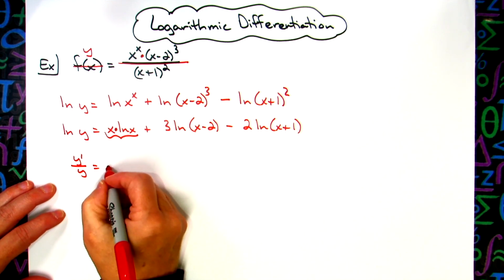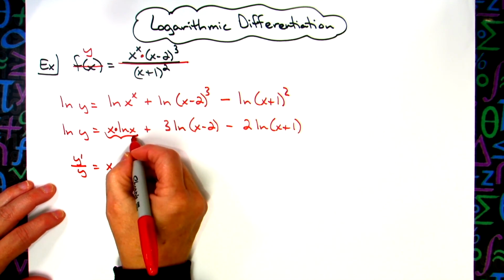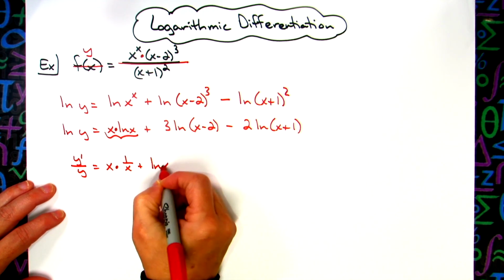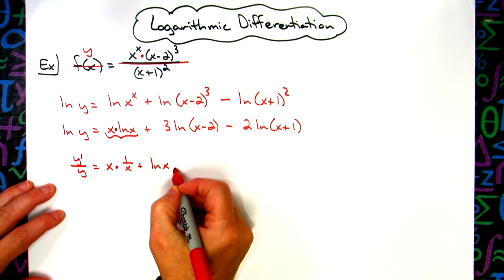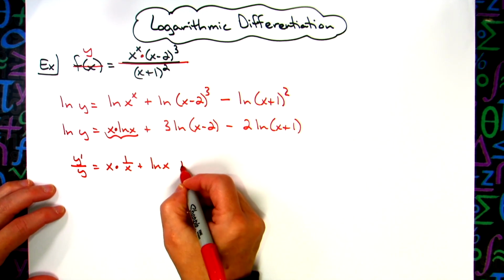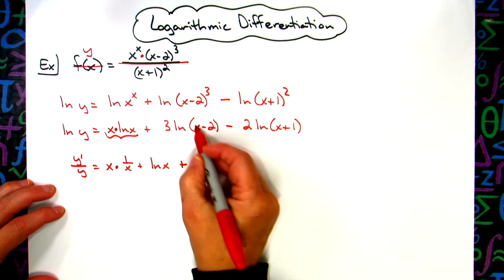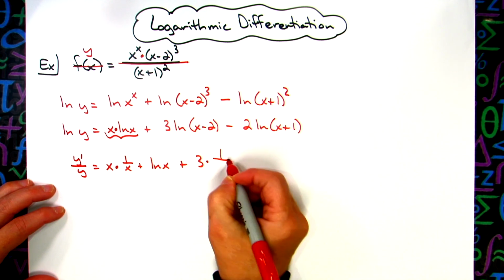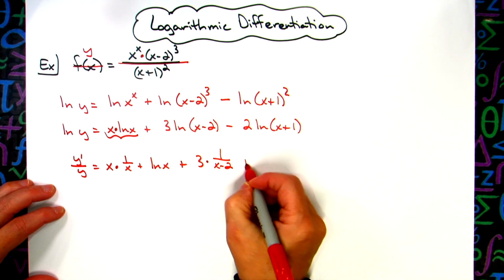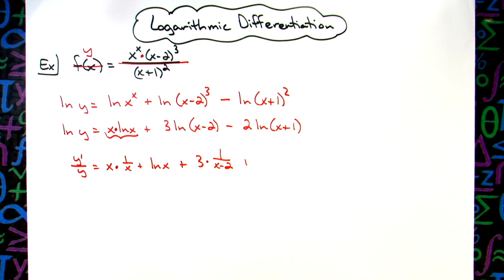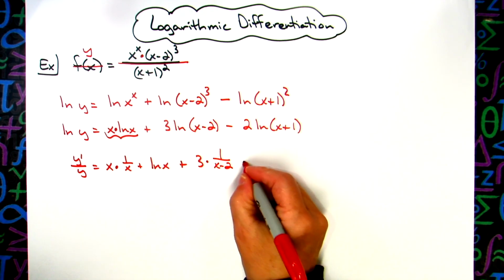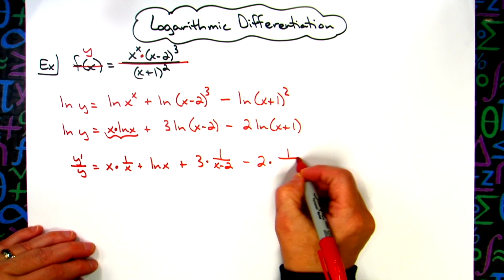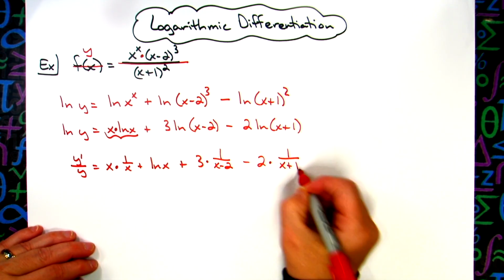Product rule here: x times the derivative of natural log of x, which is 1 over x, plus that natural log of x times the derivative of x, which would be times a 1, which I don't need to put in there. Then I'm going to have 3 times u prime over u. Well, the derivative of that x minus 2 is a 1. On the bottom, then, the x minus 2. And then I'm going to have a minus, and then we'll have the 2 times derivative of that x plus 1 is just going to be a 1. And then on the bottom, x plus 1.